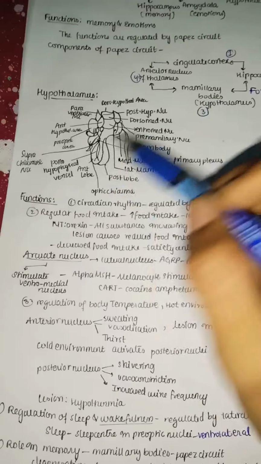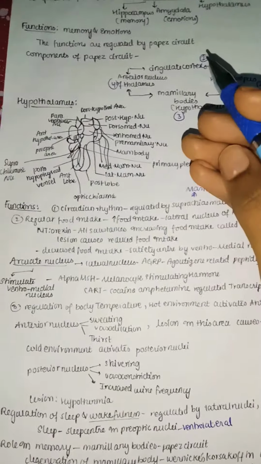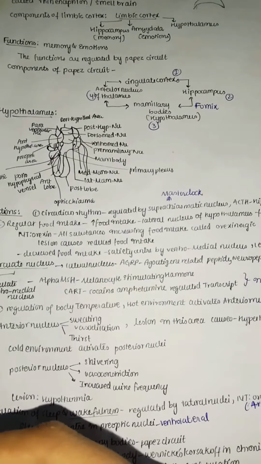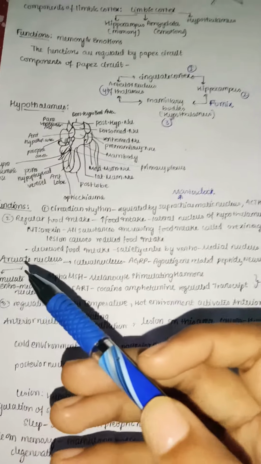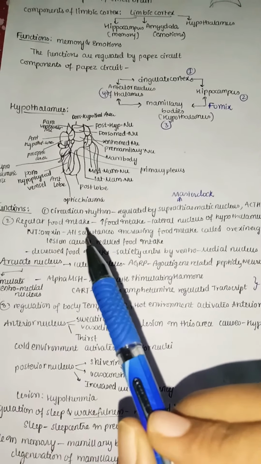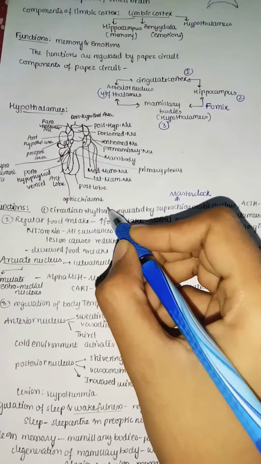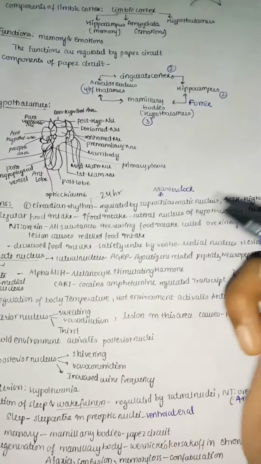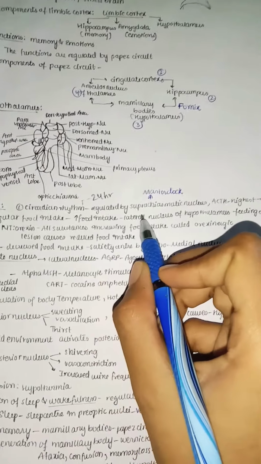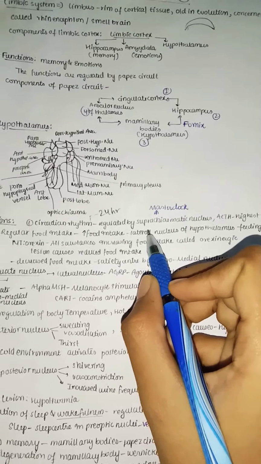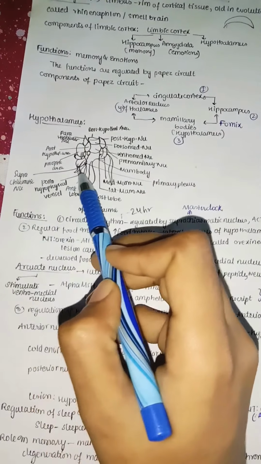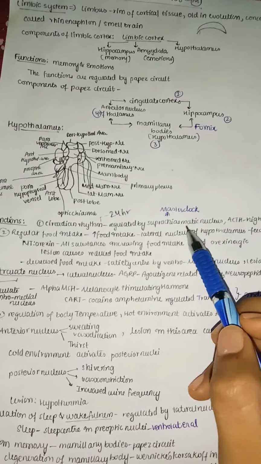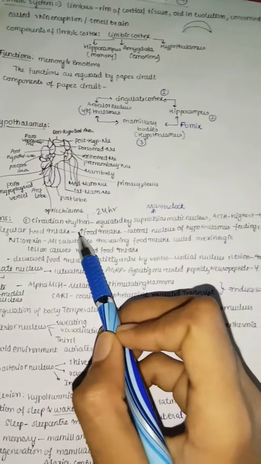Now you can see here in hypothalamus we have many nuclei, and the main thing is which nucleus produces which kind of effect. So let us see the functions. The first one is circadian rhythm. Circadian rhythm is nothing but a 24-hour cycle. It's mainly regulated by suprachiasmatic nucleus. Here you can see in the diagram the suprachiasmatic nucleus, which is also called as master clock, and this regulates the 24-hour cycle of our circadian rhythm.